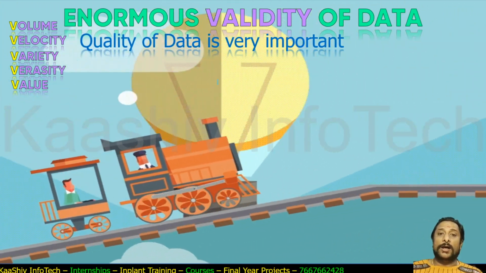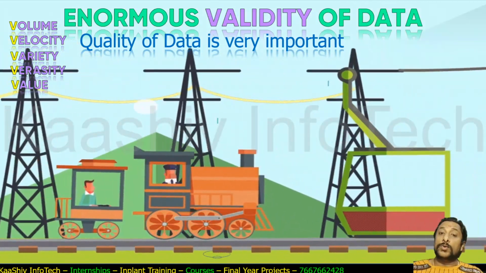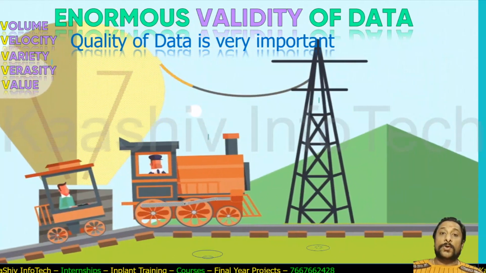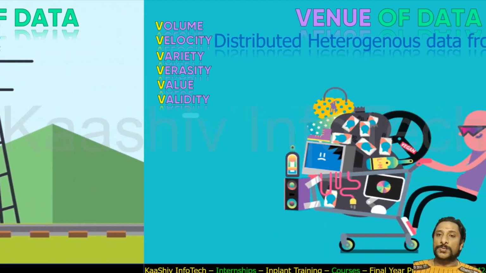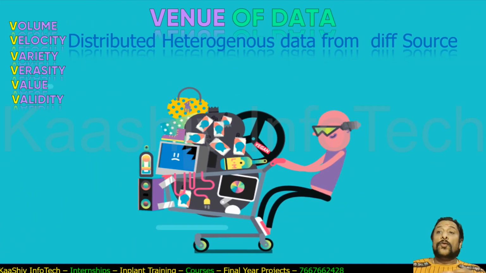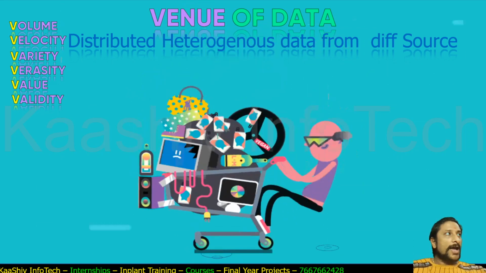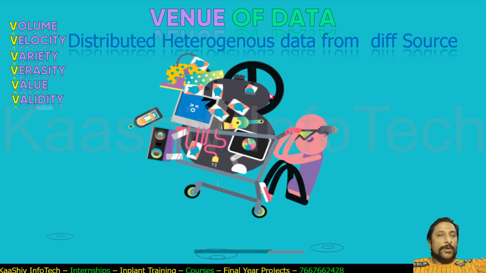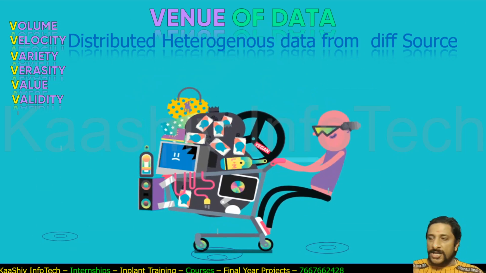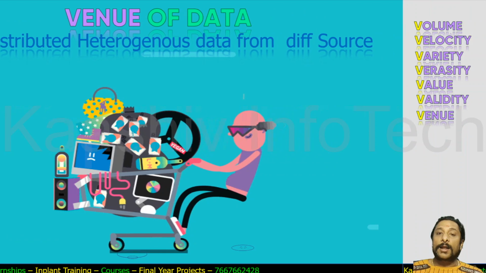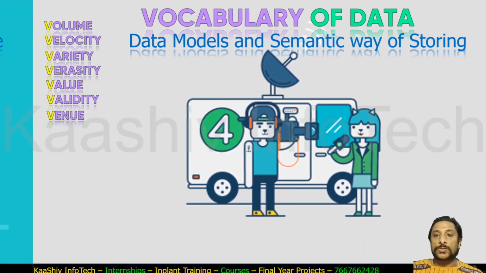And validity of data, how much the quality of data, which is very, very important, people. The quality of data is very, very important, because if you don't have the quality, then it's the biggest problem. Venue of the data, so I'm getting the data from different heterogeneous systems, from a text file, from a notepad, from an Excel, from SQL Server, from anywhere, from Facebook, LinkedIn, Twitter, anywhere. So the venue of data, so big data will handle the heterogeneous data of different sources.